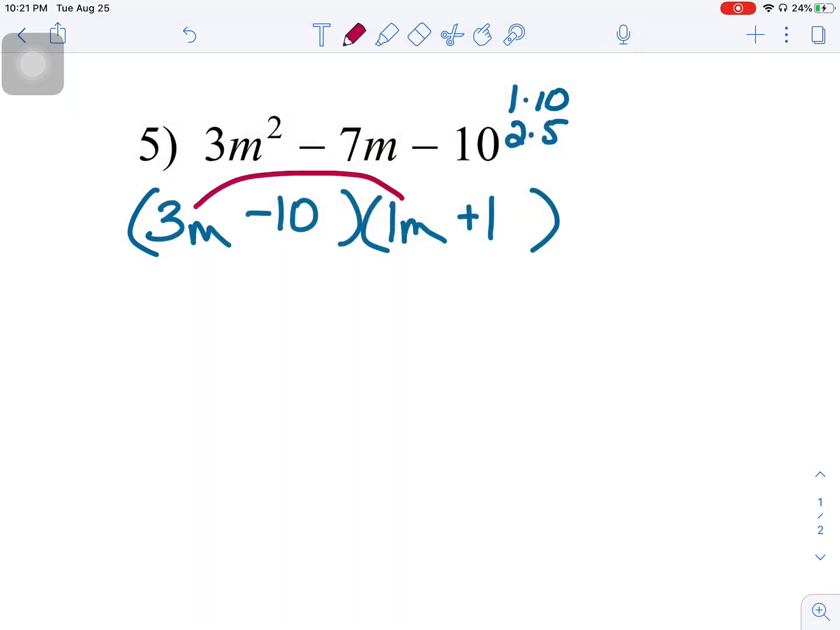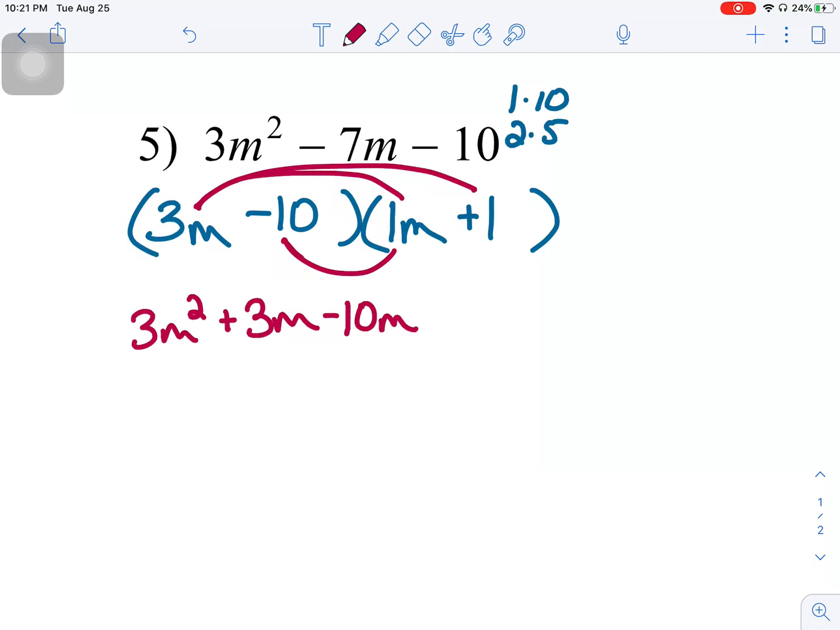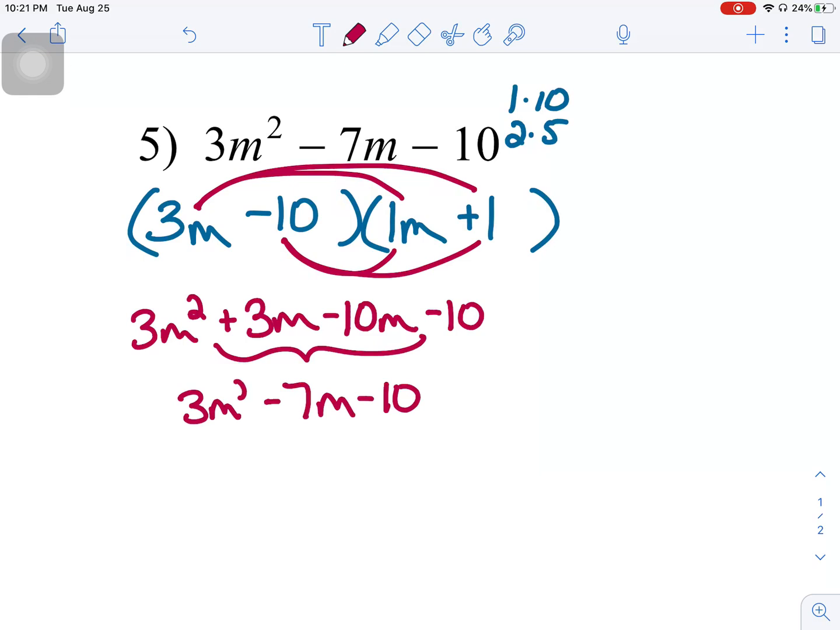So if I do 3m times 1m, 3m squared. 3m times 1 is positive 3m. Negative 10 times 1m is negative 10m. Negative 10 times 1 is negative 10. These two terms in the middle are like terms. Positive 3 minus 10 is negative 7m minus 10. Here's my 3m squared.